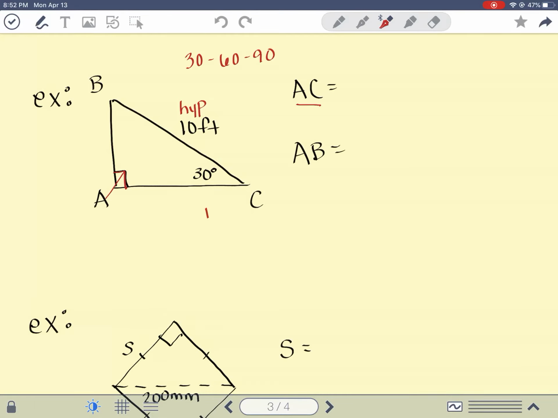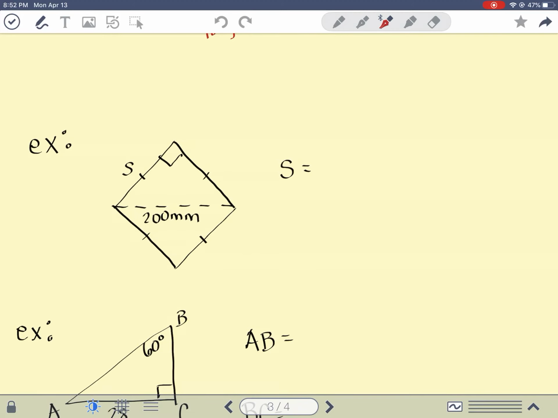Remember, I have to go to my short side first. Even though it's got AC listed first, that is my long side. So I have to find my short side first, so I'm going to have to find AB first. To go from hypotenuse to short, I divide by 2, which gives me AB, which is 5. From here, I can go from my short to my long. 5 times the square root of 3, and that is your final answer.